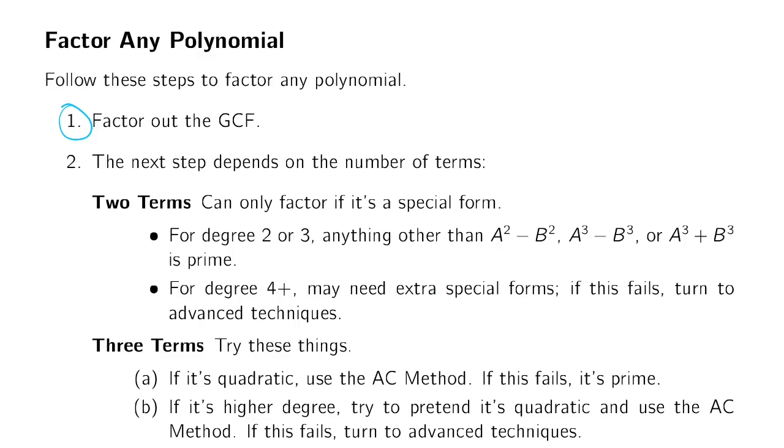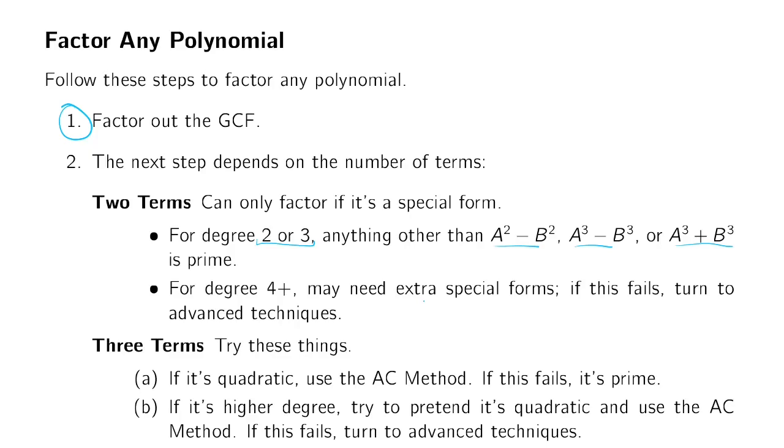1 term, it's a monomial. Monomials are automatically factored. 2 terms, we only have the tools to factor a binomial if it's a special form. So for degree 2 or 3, if it's not one of our 3 special forms, it's prime and we can stop. For degree 4 or more, we may need extra special forms.